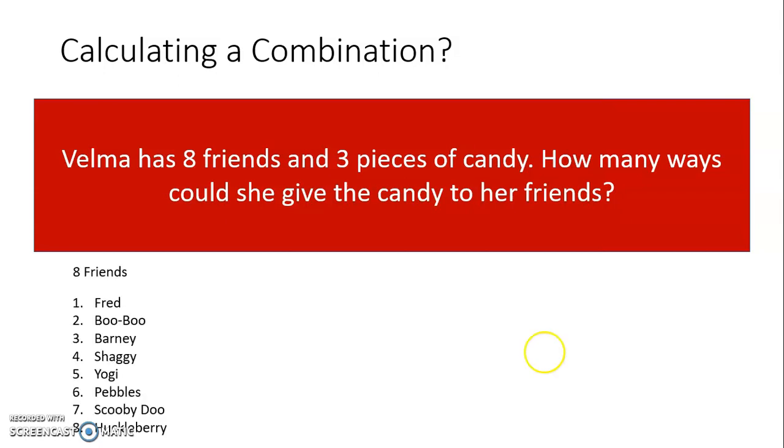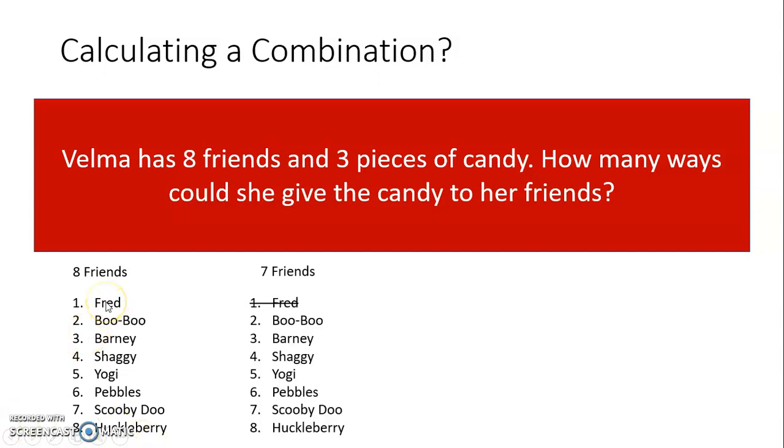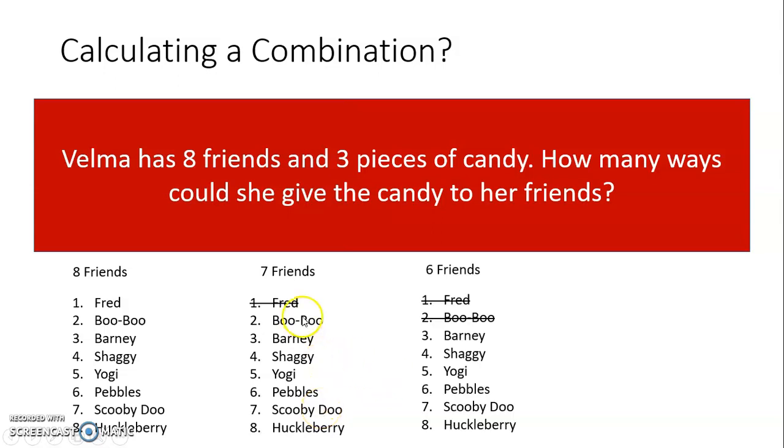So the way it ends up working, let's say she has 8 friends to choose from, and this is the cast from Scooby-Doo. Let's say she picks Fred first, and now she only has friends 2 through 8 to pick from, so 7 total friends to pick from. And then let's say she picks Boo Boo. Now there's only 6 friends to choose from, so if she had 8 choices, then 7 and 6 choices. So the number of ways, if it mattered that Fred went first, then Boo Boo, then let's just say Barney went next, there'd be 336 choices.